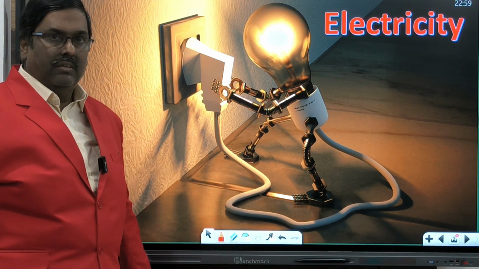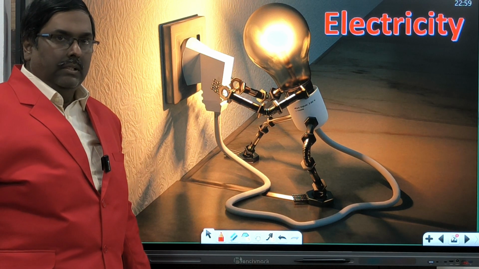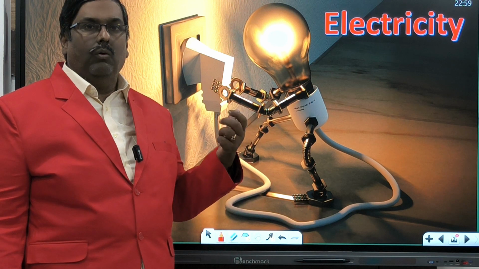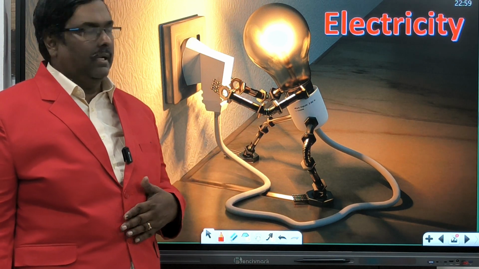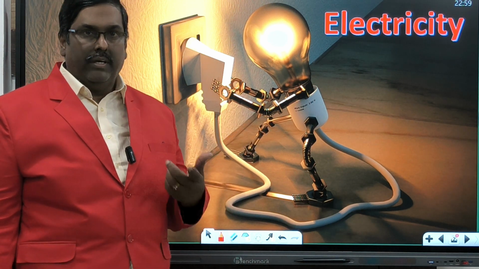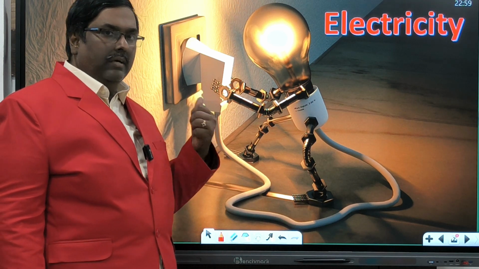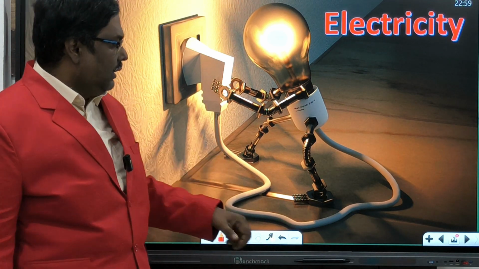Today is the second lecture in the electricity chapter. So today, very important basics, we are going to learn how to measure the voltage and how to measure the current. Last video we discussed what voltage is and what current is. Current is the quantity of electrons, voltage is the speed of the electrons. Okay, so we will push to the next slide.